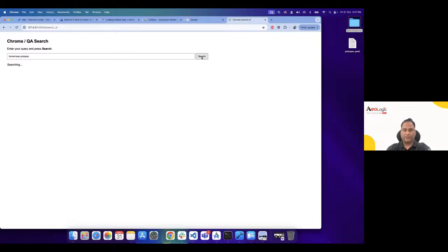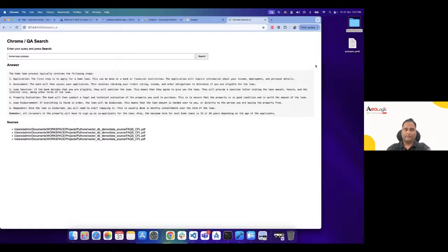It fetched the answer from our Chroma DB, and it also shows which PDF it used for this answer. Now you can see it fetched all the answer from the PDF FAQ CFL. Let's say I am interested to know what the interest rate is. So I just make a query, interest rate.